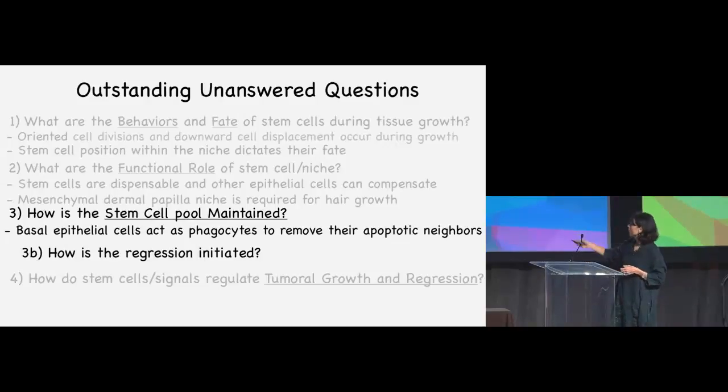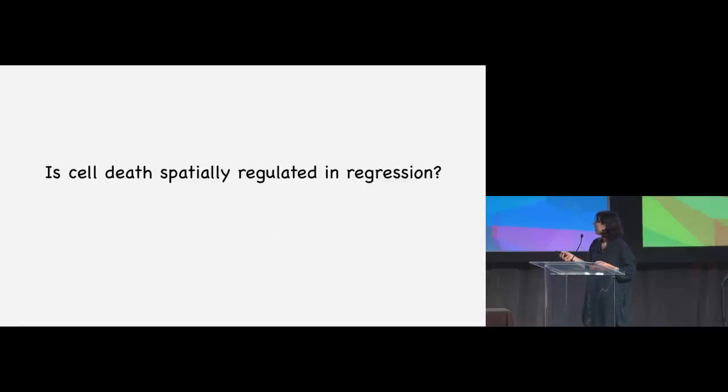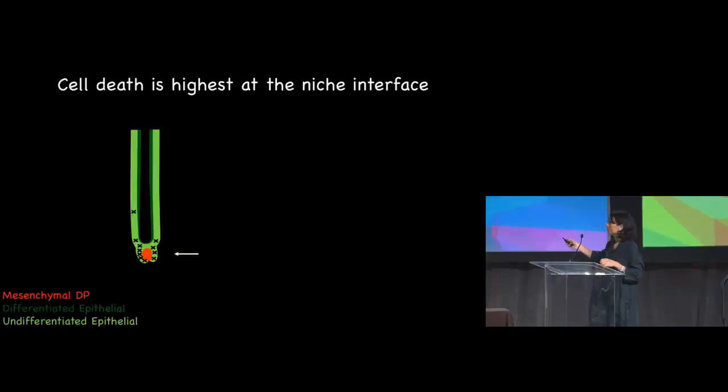So when he wanted to address how the regression is initiated, Kai thought that perhaps by doing time lapses during regression in a time course, he could understand how cell death is regulated and whether it is spatially regulated. And so he asked whether cell death is spatially regulated by doing time lapses and marking the position of the death, in this case as a cross, with respect to the follicle.